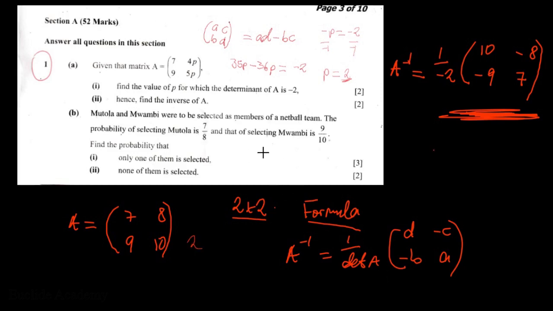On the second part, it says Mutola and Mwambi were to be selected as members of an 8-ball team. The probability of selecting Mutola is 7/7, and that of selecting Mwambi is 9/10. Find the probability that only one of them is selected, none of them is selected.